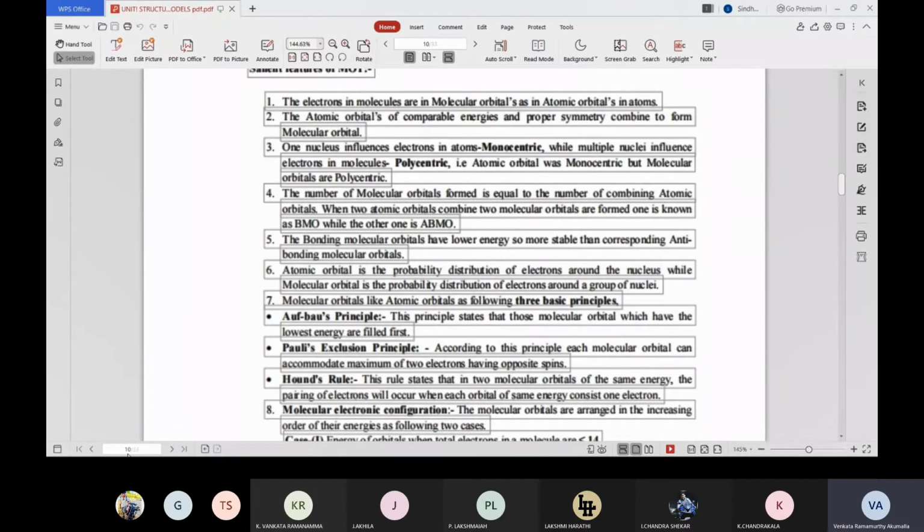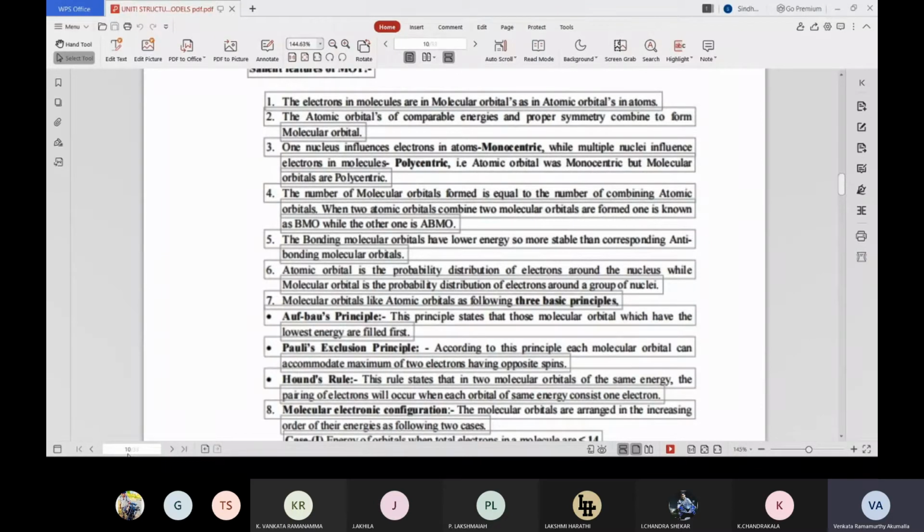This rule states that in 2 molecular orbitals of the same energy, the pairing of electrons will occur only after each orbital has one electron. So for equal energy level orbitals, the first electron fills the first orbital, the second electron fills the second orbital, and the third electron goes to pair with the first electron. That is Hund's rule.